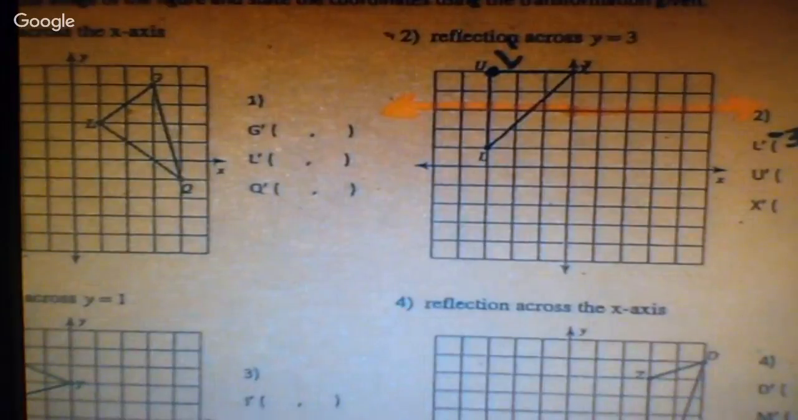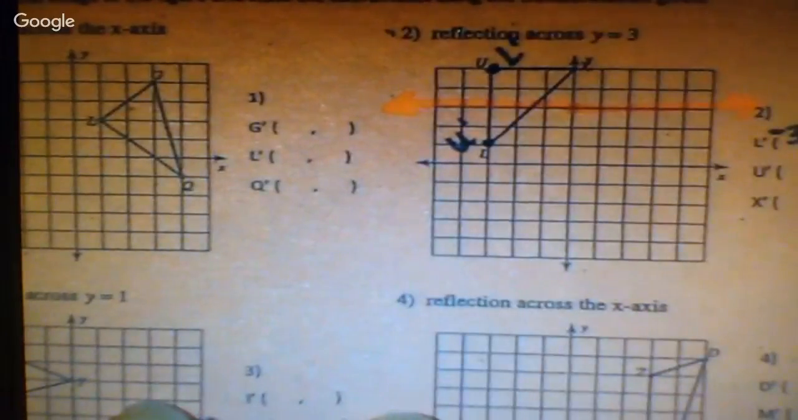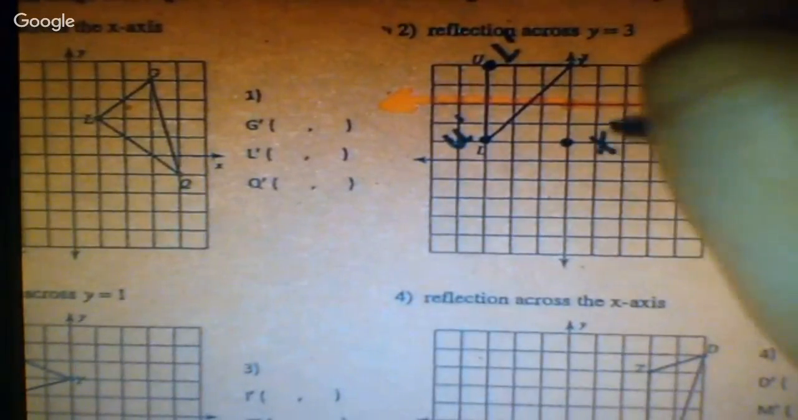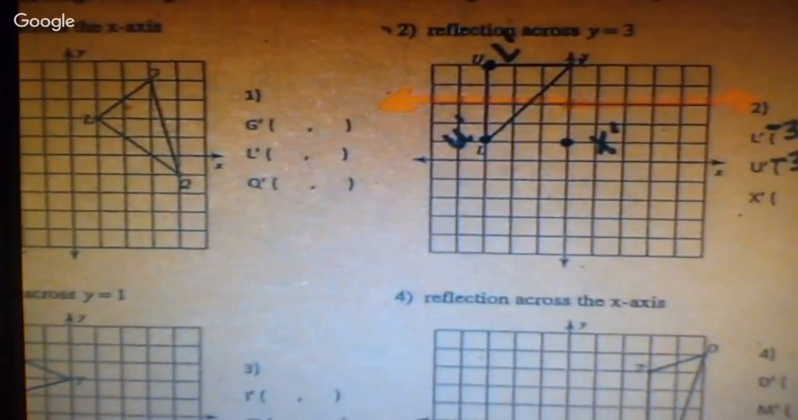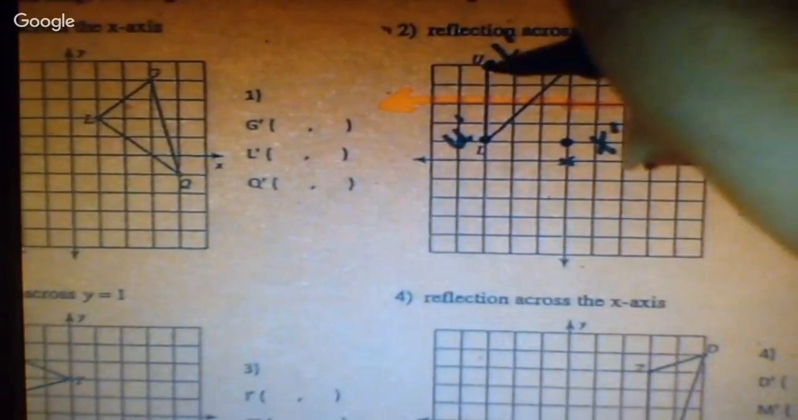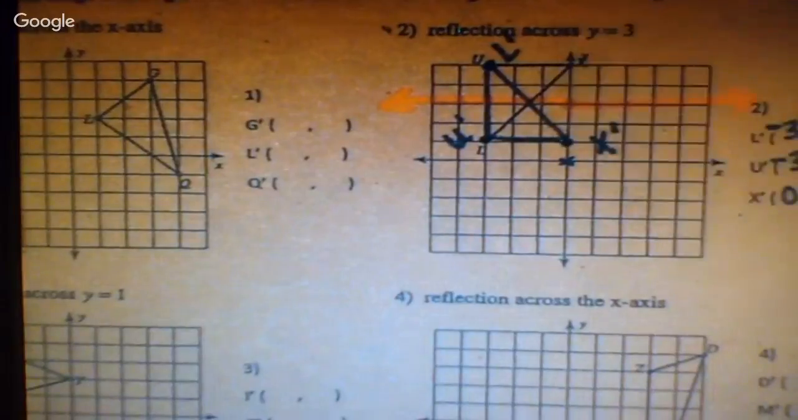Okay, make it easy on your life. Count your points. U started 2 spaces above, so it needs to go 2 spaces below. So it goes where L was. This is U prime. That's at -3, 1. Fantastic. And finally, X is 2 spaces above, so it needs to go 2 spaces below. It goes down here. So this is X prime. So we're at 0 and 1. Remember, this is your origin right here. If you need to mark it, okay? So your picture has flipped, and now it looks like this.